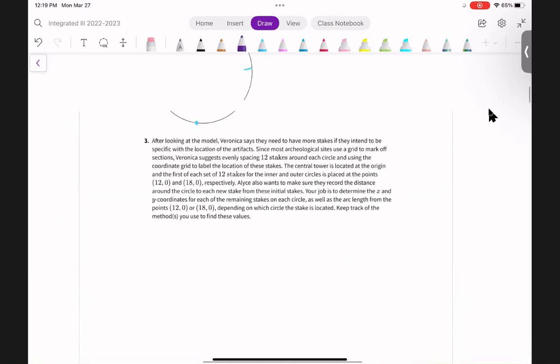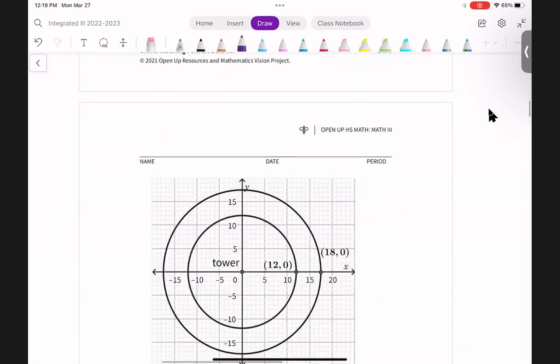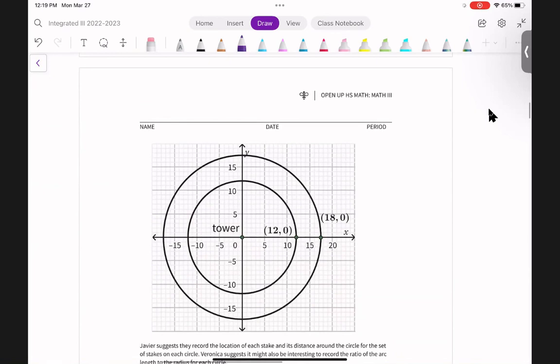Okay, hold on, let me see if they have this picture here. There you go. So this is what they're talking about, (12, 0) and (18, 0).